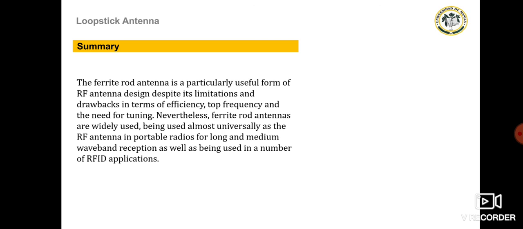In sum, the ferrite rod antenna is a particularly useful form of RF antenna design despite its limitations and drawbacks in terms of efficiency, top frequency, and the need for tuning. Nevertheless, ferrite rod antennas are widely used, almost universally, as the RF antenna in portable radios for long and medium waveband reception, as well as being used in a number of RFID applications.